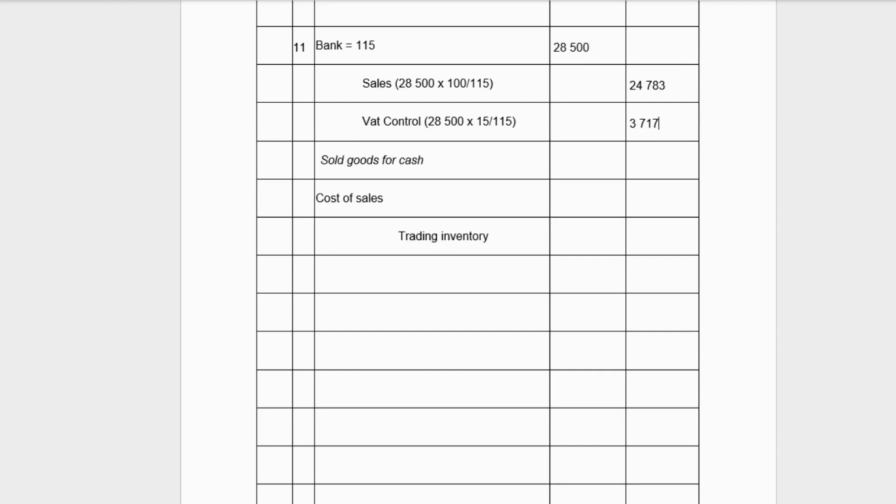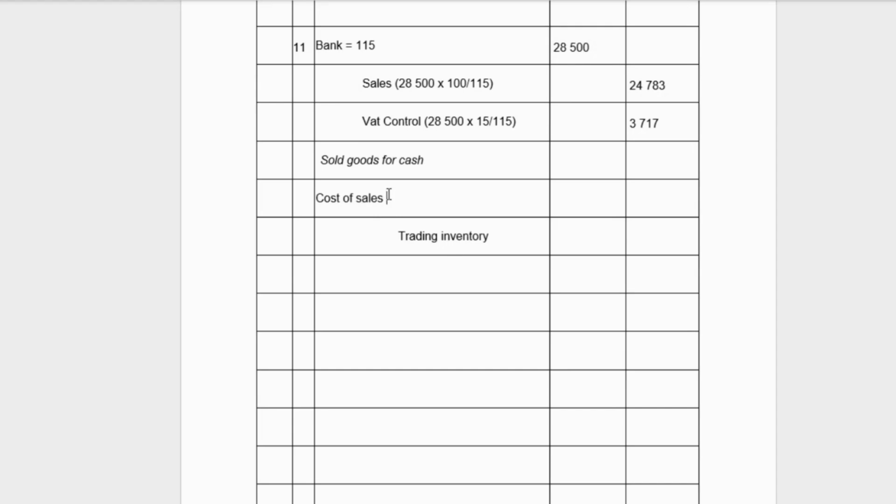The first one, we missed VAT. Now we accounted for VAT, okay? And then now, the narration: sold goods for cash, no problem, or goods sold for cash, no problem, right? English. All right.